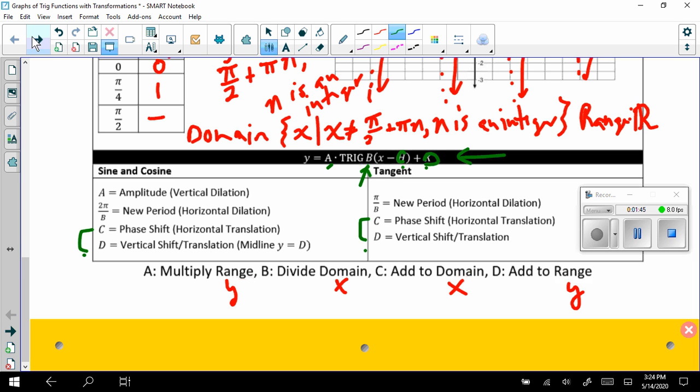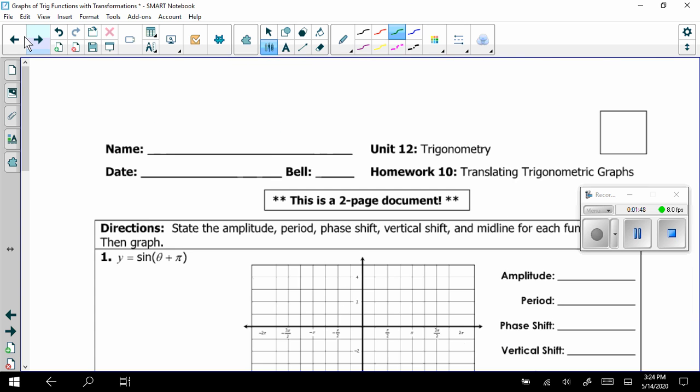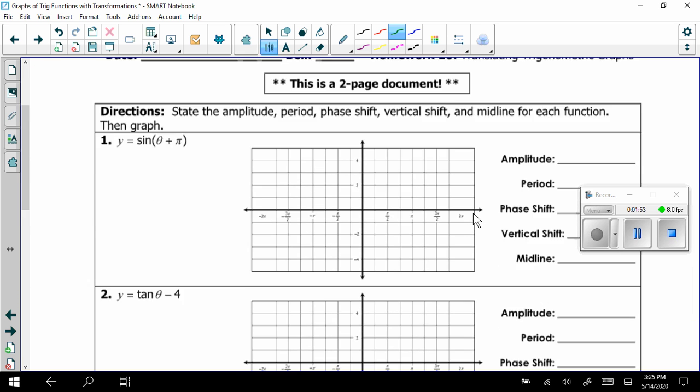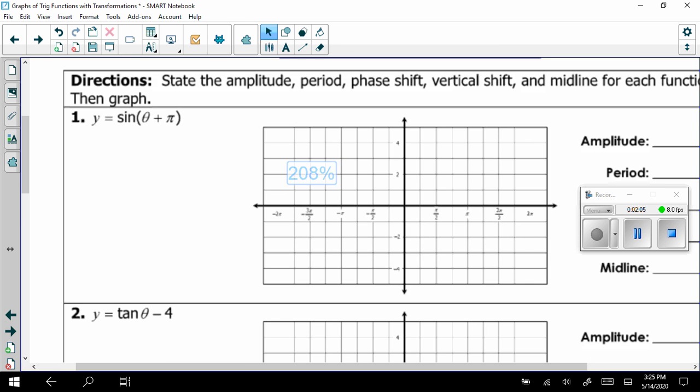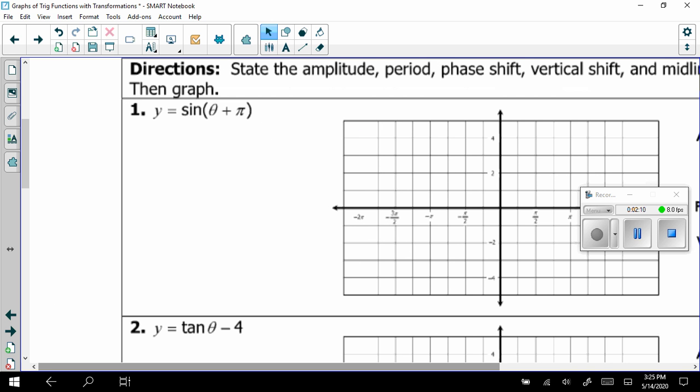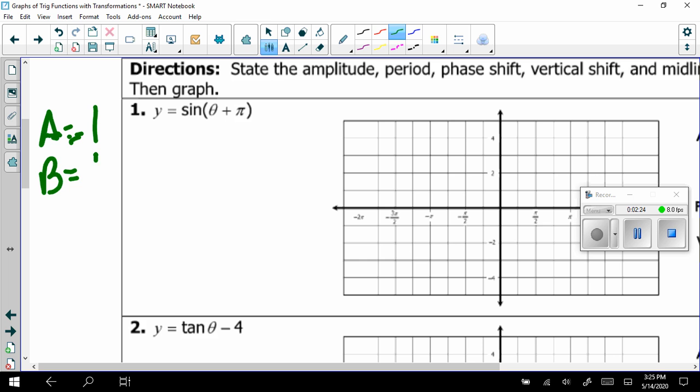So we're going to take a look at a couple of our trig functions, and I'm going to use the worksheet. We are going to start with a sine that has just one transformation. Notice in this one, our A value is 1 because there's nothing in front of the sine. Our B value is 1 because there's nothing in front of that parentheses.